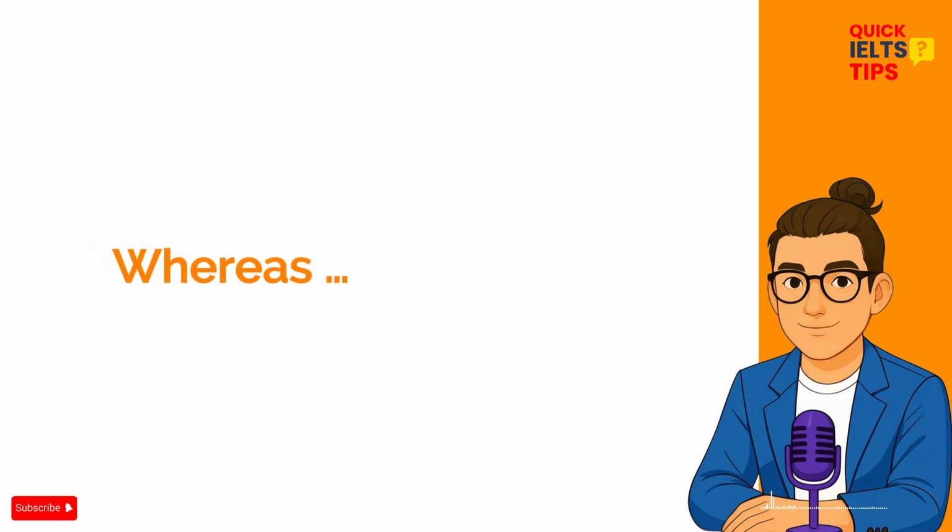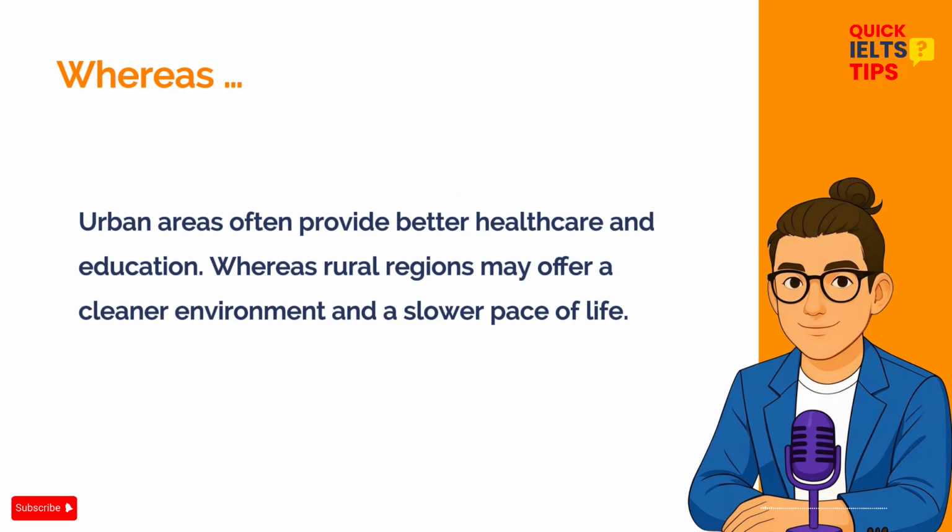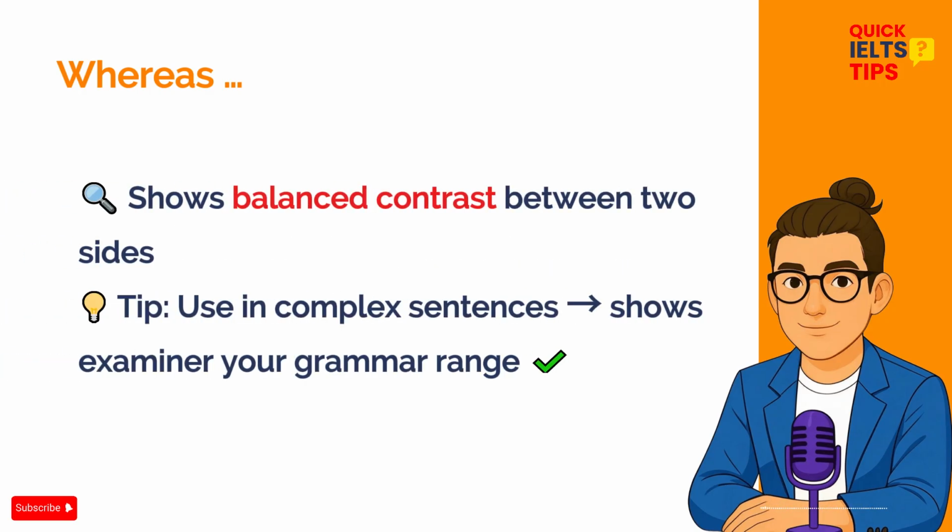Our sixth phrase is whereas. This is a very useful word when you want to compare two situations directly, usually within the same sentence. It's slightly formal and fits perfectly in IELTS essays. For example, urban areas often provide better healthcare and education, whereas rural regions may offer a cleaner environment and a slower pace of life. See how it contrasts two sides in a balanced way.